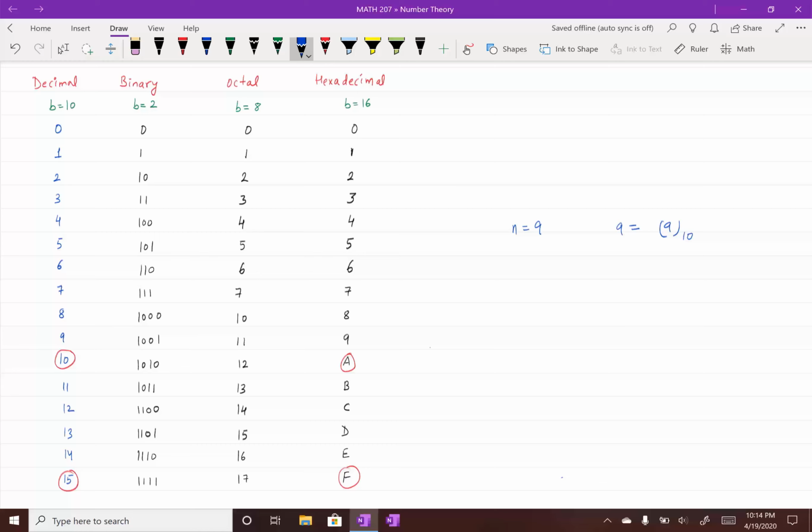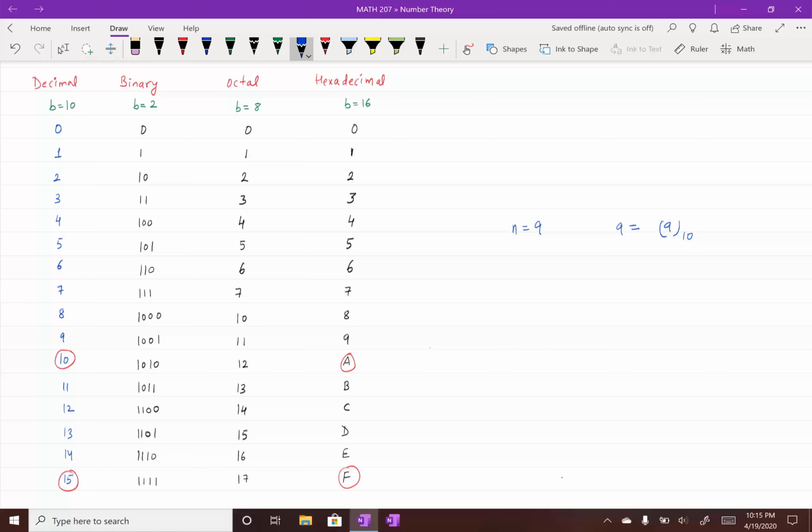The second column represents the binary representation with respect to the base b equal to 2, and the digits allowed in this base 2 expansion of an integer can have a value greater than or equal to 0 and less than the base value.